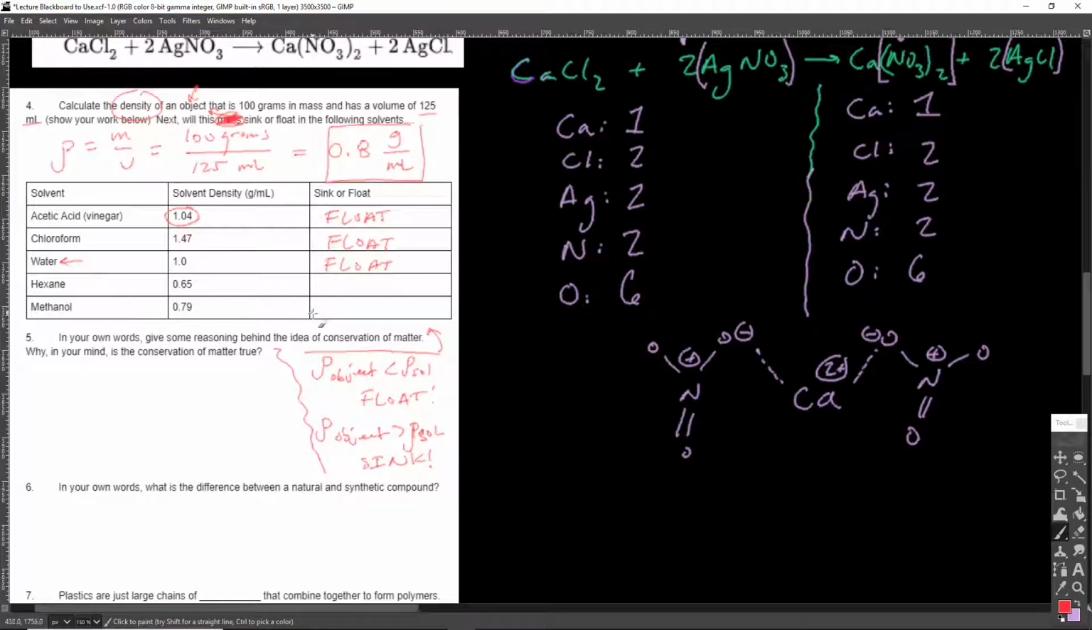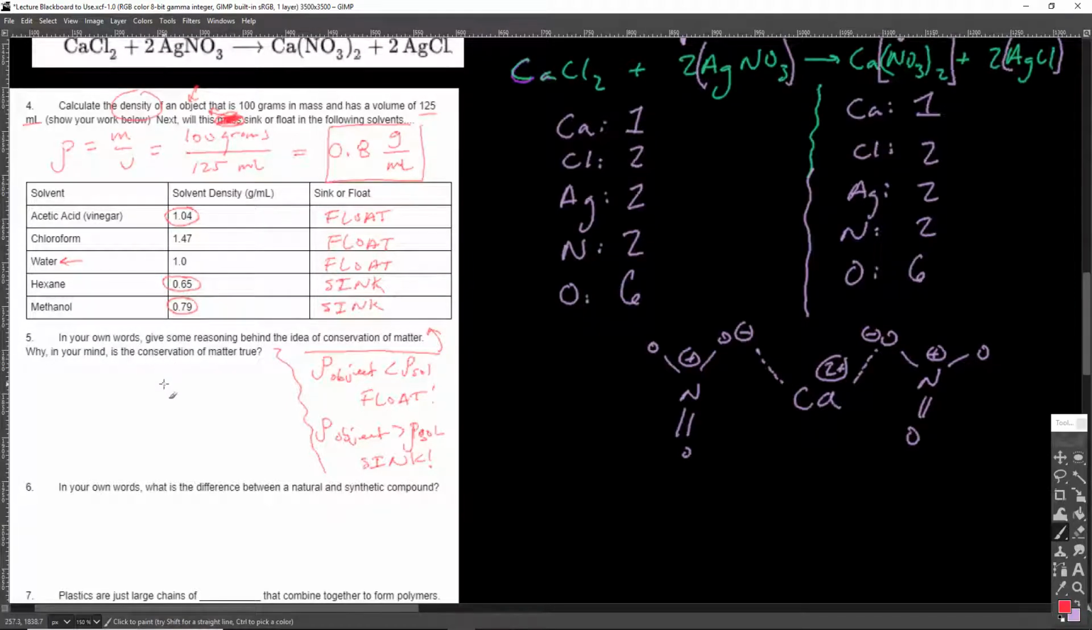Will it sink or float in hexane? Look at hexane's density, 0.65. That is less than the density of the object. So the object will actually sink in hexane. What about methanol? 0.79. It's technically less than the density of the object, so the object will also sink.